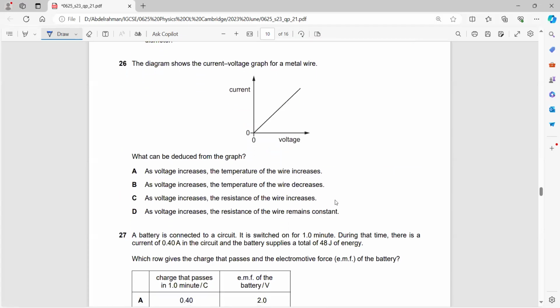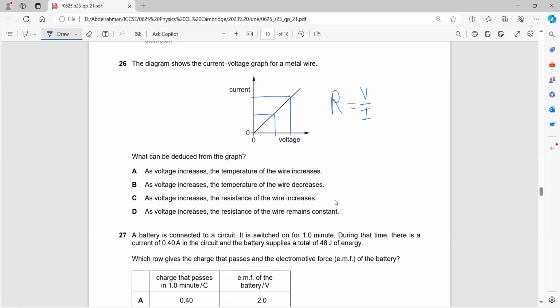The diagram shows the current voltage graph for a metal wire. What can be deduced from the graph? We have a current voltage graph. As the voltage increases, the current increases at the same rate. Can I calculate R? R equals V over I. At any point, we would have the same resistance.